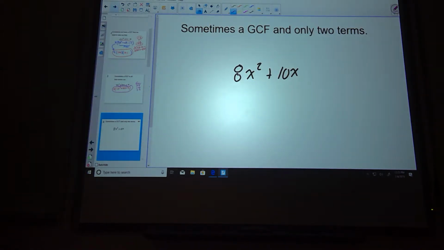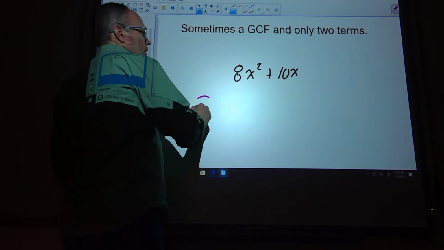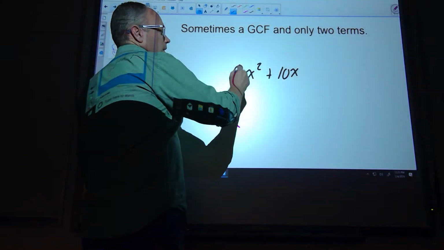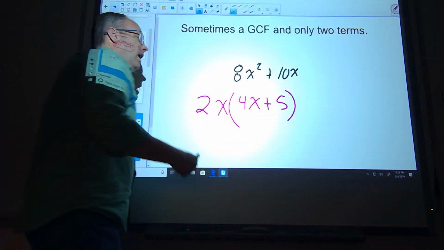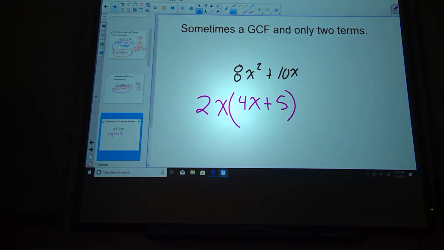And then sometimes they have only 2 terms. So what does it appear that I could factor out of 8 and 10? 2. What about x squared and x? x. So I can factor 2x out. That leaves me 4x plus 5. I can't go any further than that. It's done. It's factored. Is that okay? Am I done?